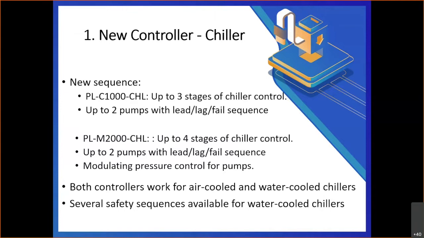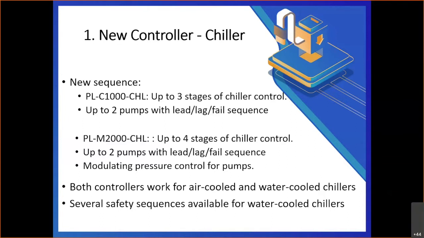So the C1000 CHL is going to be good for up to 3 stages of chiller. Now remember, between the two hardwares, the M2000 is much more capable, but it does have a little bit higher price point. So depending on what you need can determine your hardware. But that C1000 will be good for 3 stages of chiller control, up to 2 pumps with lead lag and fail sequence in there.